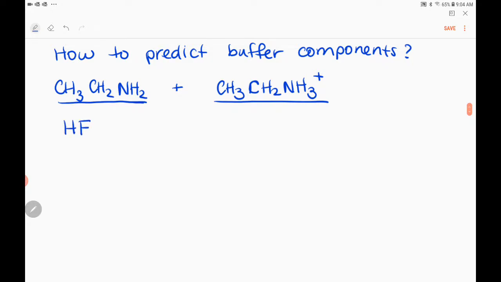HF. We know this is an acid because there's an H on the left, and this would be hydrofluoric acid. It looks like hydrochloric or hydrobromic or all of those. So if we needed to predict the buffer component of that, it would be the conjugate base. So what does this look like after that H is gone? It looks like an F minus when that H is gone. It's different by exactly 1 H.